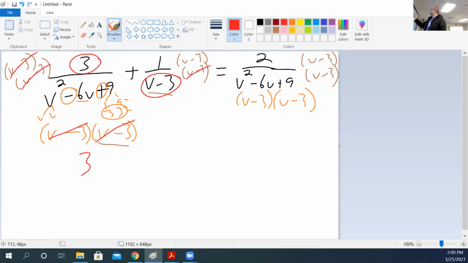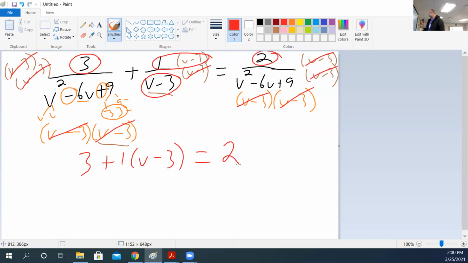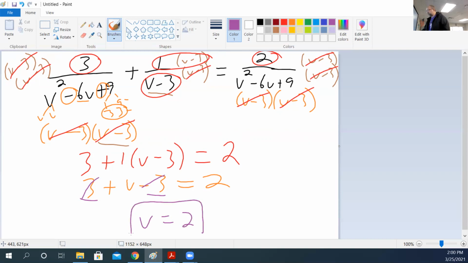This cancels one of them. So what's left is 1 plus 1 times v minus 3. And cancel, cancel, cancel, cancel. All that's left is that 2. And so let's get rid of those parentheses. 3 plus v minus 3 equals 2. And then let's combine like terms. Positive 3 minus 3 cancels out completely. So what's left is v equals 2.